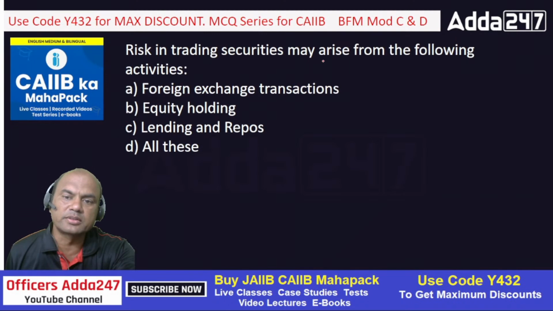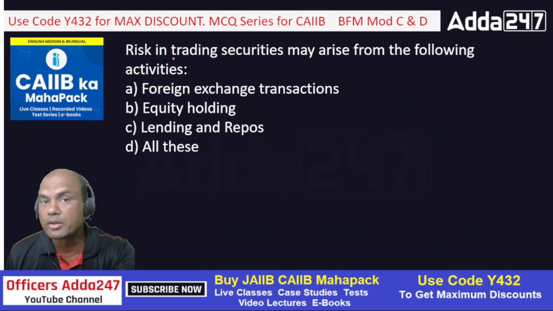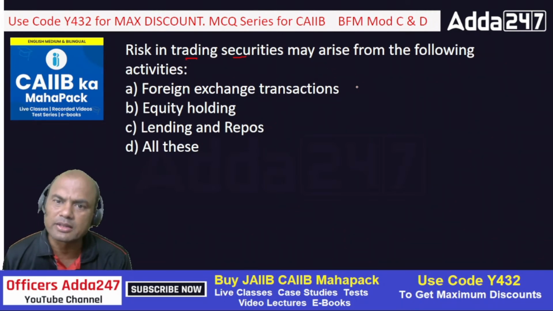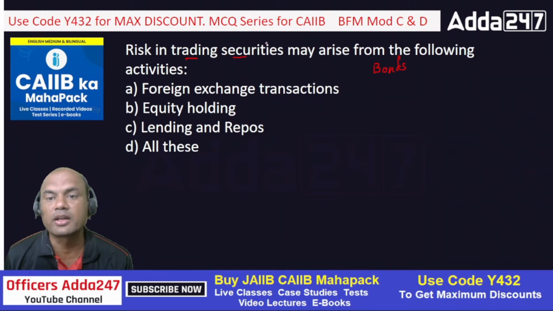Risk in trading securities may arise from the following activities. Now what do you mean by this? Trading securities. What do you mean by securities? Firstly, tell me that. What is trading securities? Securities includes many things. Firstly, bonds. Secondly, you can call this commodities. Then it can include stocks. Then it can include forex. Any commodity. Securities may be of any type, isn't it?